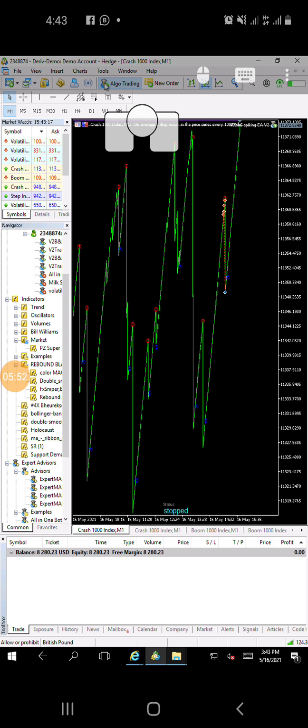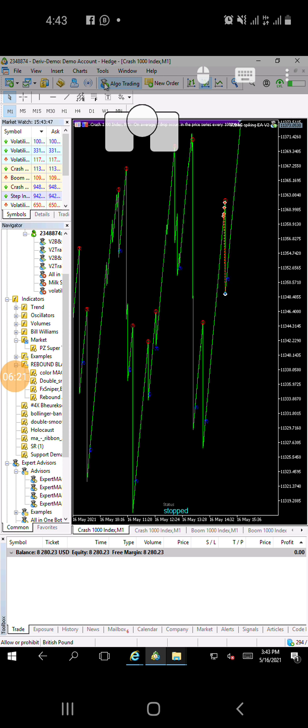But if you are a guru in forex, you don't need the indicator. All you need to do is analyze the market. Because to use the spiking robot for the Crash 1000, the market must be on the downtrend. But for the Boom 1000, the market must be on the uptrend. So those are the rules.